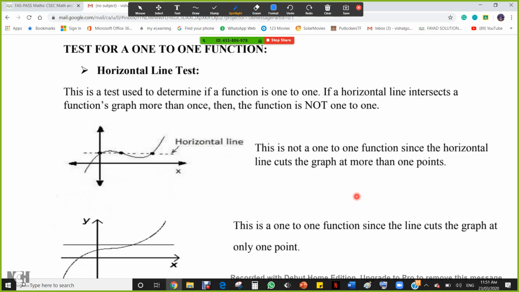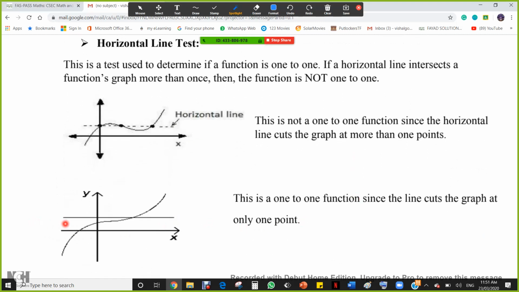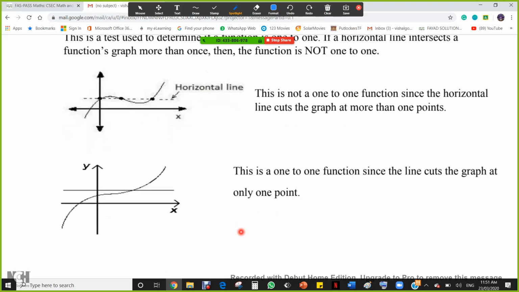All right. Let's look at this one here. If we were to draw a horizontal line, any way you draw it, it will only cut the graph at 1 point. So this is a one-to-one function, since the line cuts the graph at only 1 point. Y'all follow? All right.